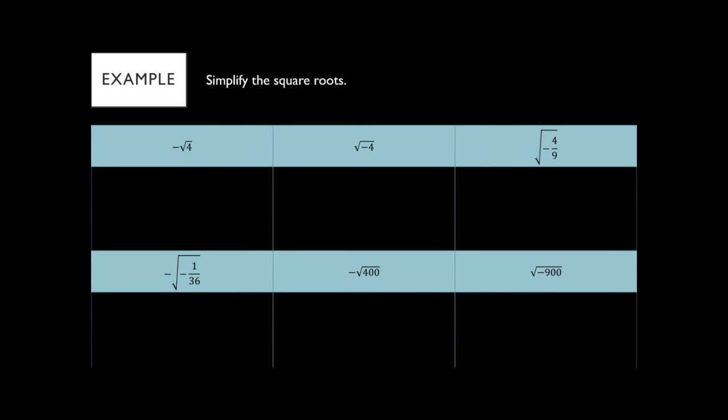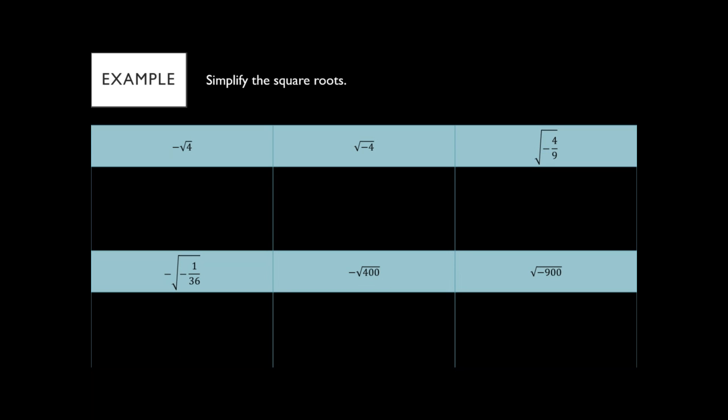Okay, so these are my last page of examples, and now here we're throwing in some negatives. So you have to be very careful. Is the negative on the inside or is the negative on the outside? Because it matters. I've got one with a negative on both. It really does matter. So we've got negative square root of 4. If the negative is on the outside, that means you want the negative answer.